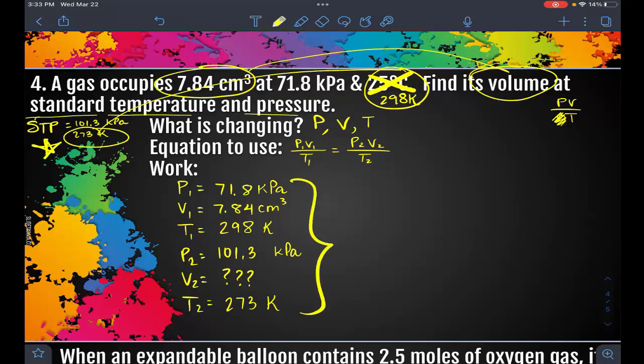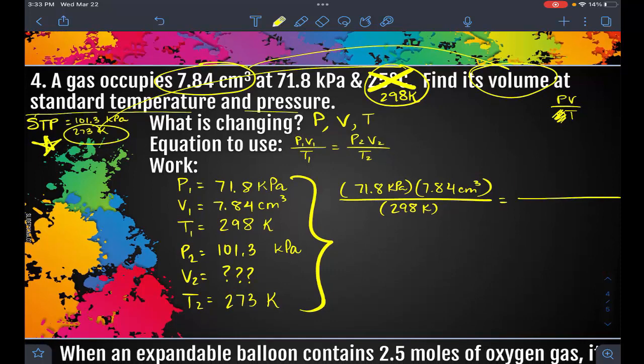Okay. We are going to substitute our numbers in. So pressure, 71.8 kPa. Starting volume, 7.84 cubic centimeters. Starting temperature, 298 Kelvin. Equals ending pressure, I'm saying the wrong thing, 101.3 kPa. Volume, we don't know. And temperature, 273 Kelvin.